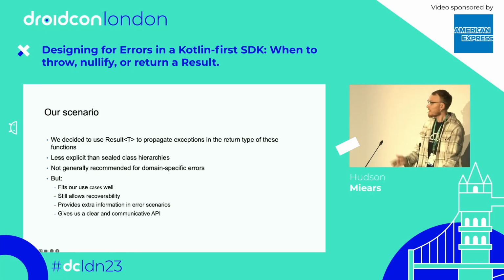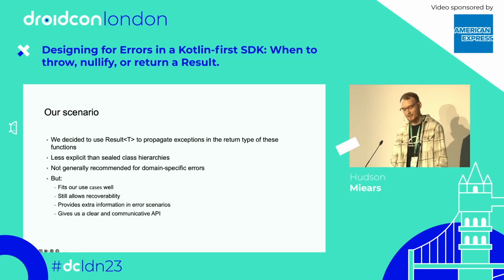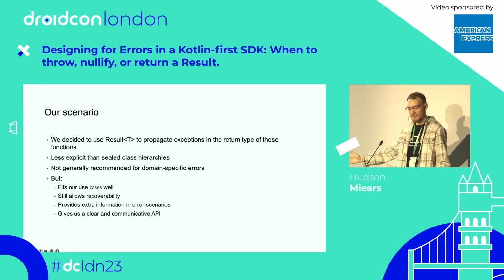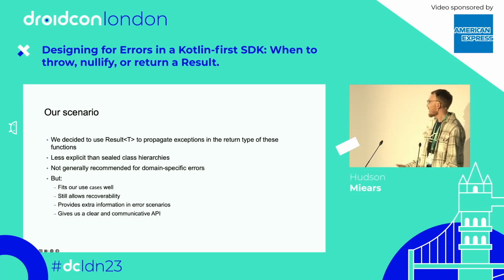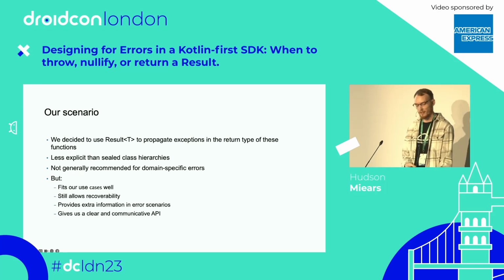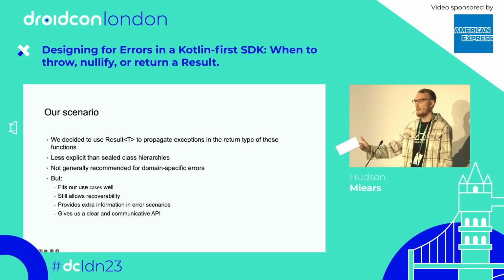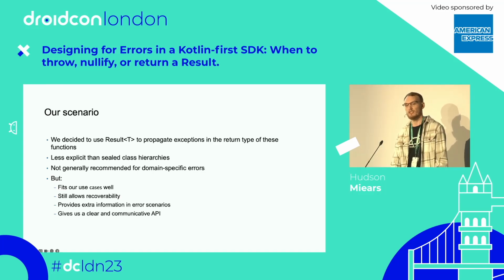What did we do instead? We decided to use results. So this lets us propagate exceptions in the return type of the function. It's less explicit than sealed class hierarchies, and it's not generally recommended for domain-specific errors. But we found that it fits our use case really well. We can still let our users recover from cases where an error occurred, and we can give them extra information in the form of the exception if an error does occur. So we still are able to have a clear and communicative API while allowing recoverability.